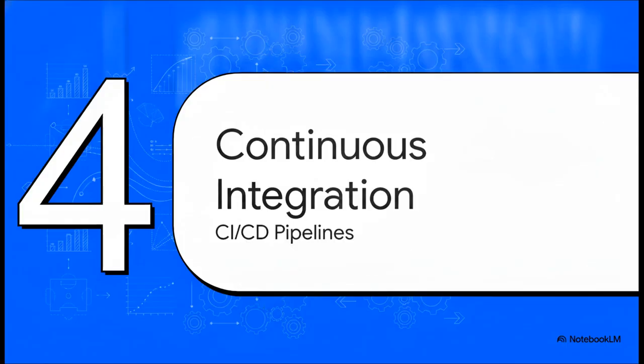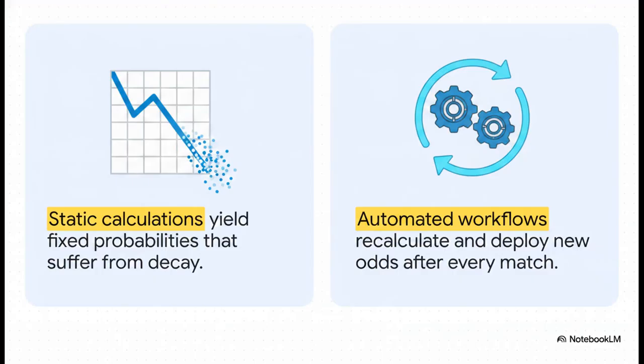All right, Section 4, the innovation of continuous integration, looking specifically at CI/CD pipelines. Let's talk about what actually makes this new generation of models so revolutionary. The real novelty here is the automated technological architecture. In the old days, we relied on pre-tournament static calculations. You'd run the numbers before the opening match, and those probabilities would slowly just decay and become obsolete as the tournament went on. Today, we use automated CI/CD workflows, continuous integration, and continuous deployment. This completely eliminates that static prediction decay because the system automatically recalculates and deploys fresh odds the absolute second the referee blows the final whistle.